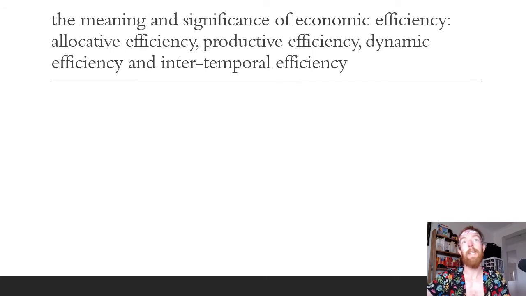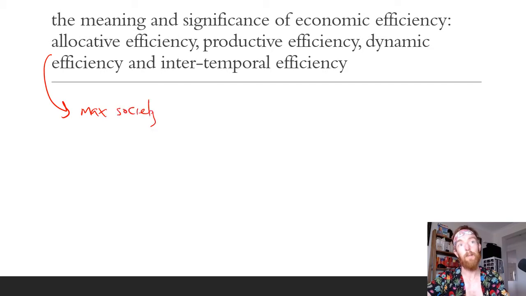Then we've got the meaning and significance of economic efficiency: allocative efficiency, productive efficiency, dynamic efficiency, and intertemporal efficiency. If we go through each of these one by one, then we'll talk about the type of question. Allocative efficiency is when society's well-being is maximised. It's when there is no other combination of goods and services that could make society's well-being any better. Productive efficiency is the lowest cost for maximum output.